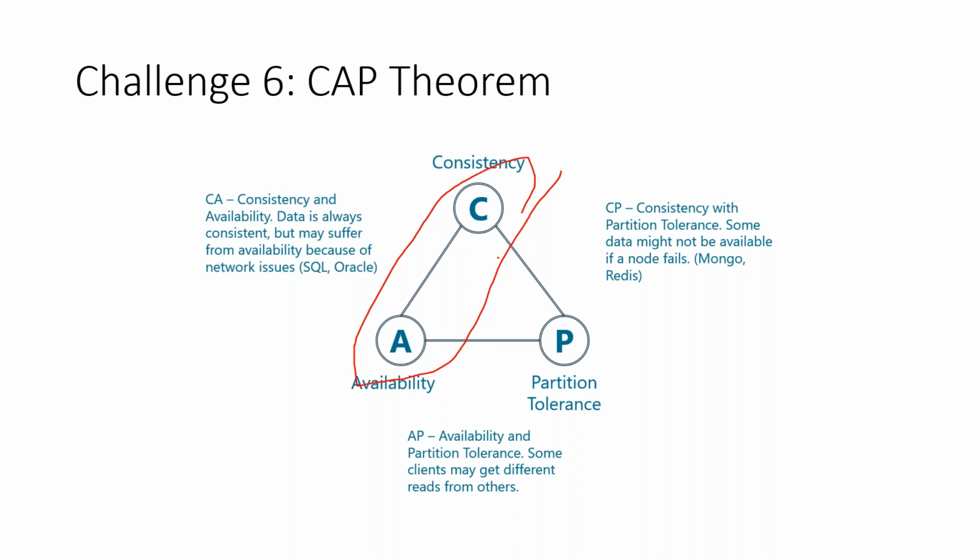Now, weaker consistency models don't guarantee that. They basically say, if I write something, the next person to read that data might not read my writes until my writes have propagated across all of the nodes in my data system. And that is what we call weak consistency.